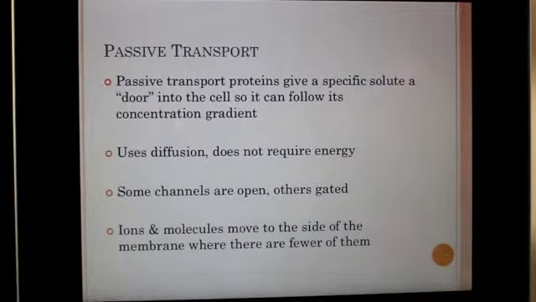Some channels are open, others are gated so that the cell only opens them when they need it on the inside. And ions and molecules move to the side of the membrane where there are fewer of them. So the cell can use this both to get things in and to get things out.